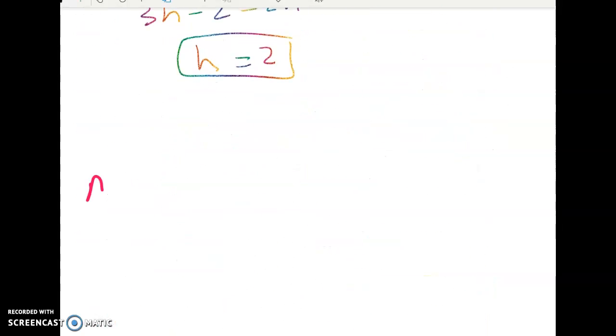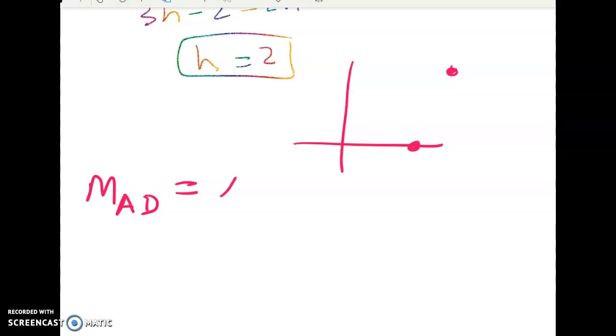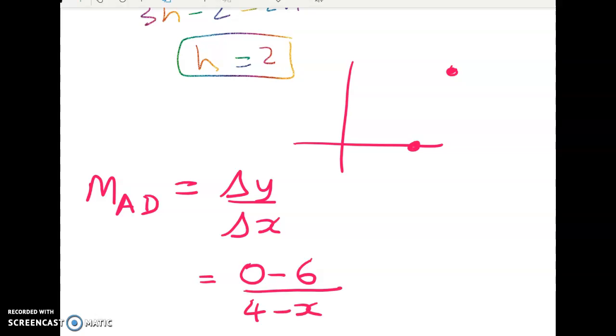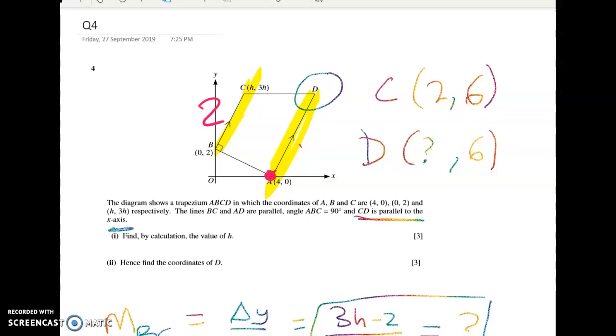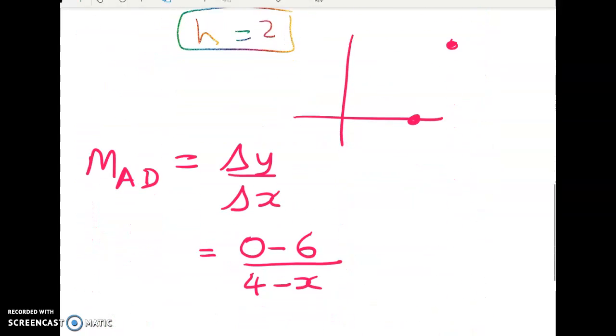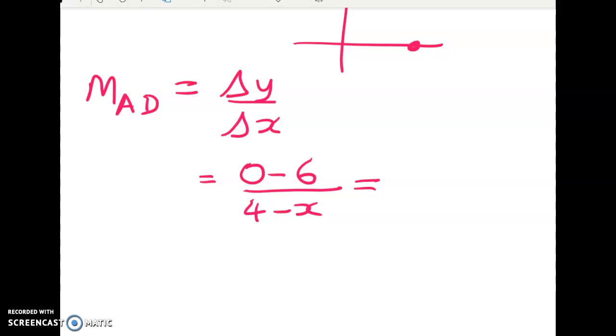Right, so m_AD is equal to what? Well, here's point A and here's point D. So it's the change in y over the change in x. So that's 0 minus 6 divided by 4 minus x. Now I'm going to go back up and show you where that's coming from. So here's point A, and that's its coordinate values there, and there's point D. So we know that m_AD must equal 2.